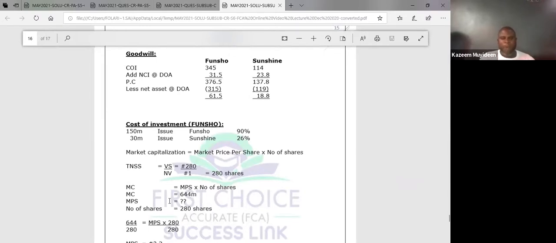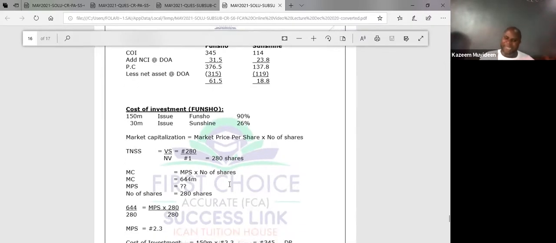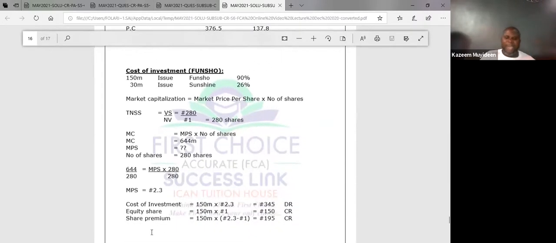MC is 64. Market price per share, I don't know. The number of shares, 280. How do I get the 280? The value of shares, the book value, divided by the nominal value will give me 280. Can I get the market price per share now? Yes, which is 2.3. Can I determine the cost of investment? Yes, 150 times 2.3, it will be debited.